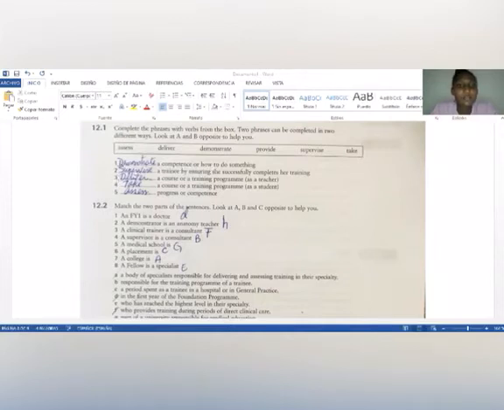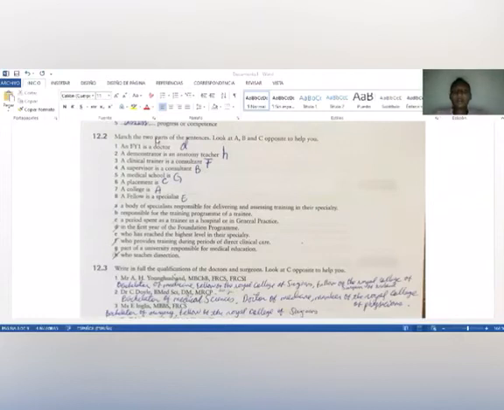Number 2, supervise a trainee by ensuring she successfully completes her training. Number 3, deliver a course or a training program as a teacher. Number 4, take a course or a training program as a student. Number 5, assess progress or competence.